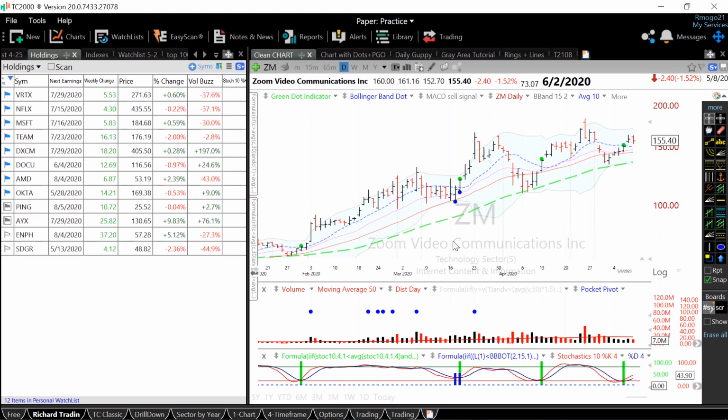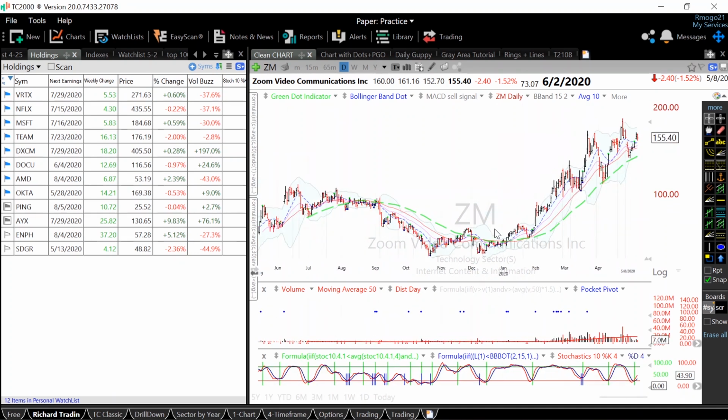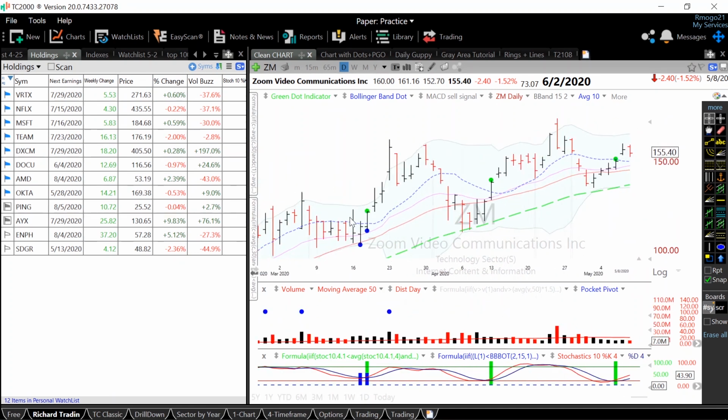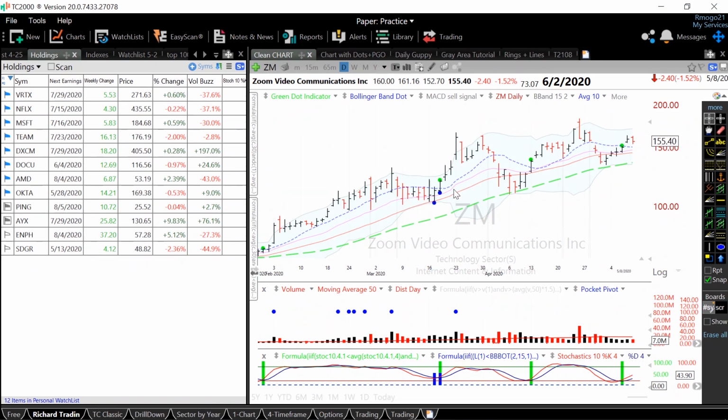And that's another caveat with both these blue dots and green dots. I would only use them when the stock is over its 30-day moving average, which is this red line right here. So you want a stock to be in an overall uptrend and pulling back to its 30-day moving average and staying above that before you use this setup.